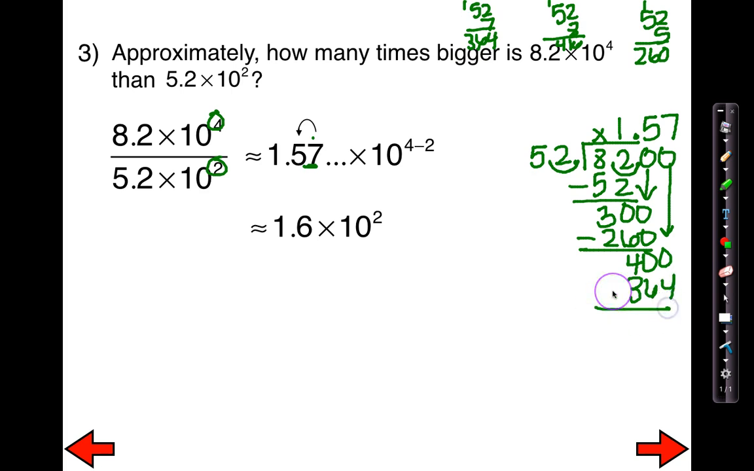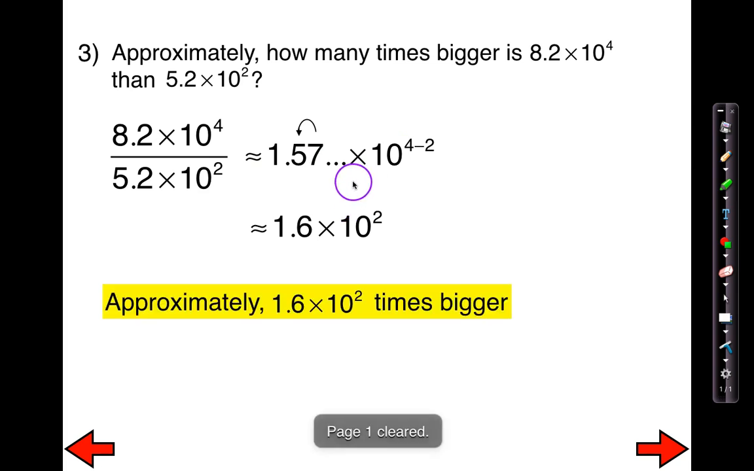Now, I know that I can keep on going, but truth be told, this is enough digits for me to determine how to round the 5, if it should stay or go up. So this is where you should stop. Okay? So that is the correct answer. Hopefully you got that it's approximately 1.6 times 10 to the second times bigger.